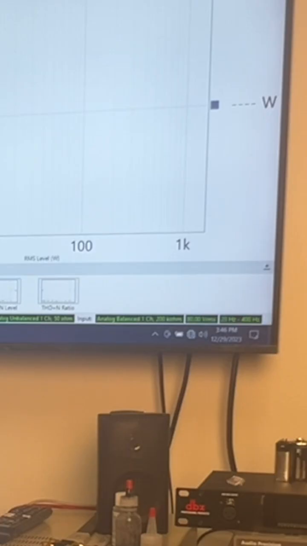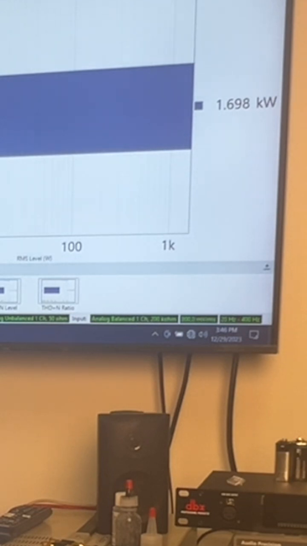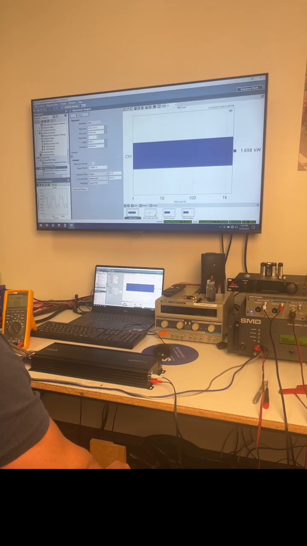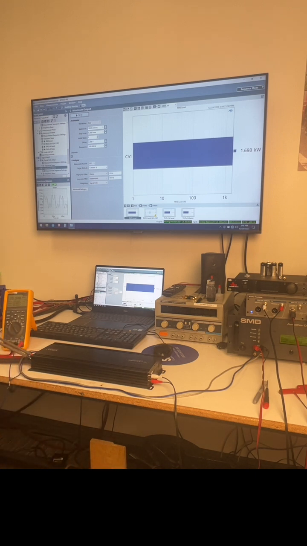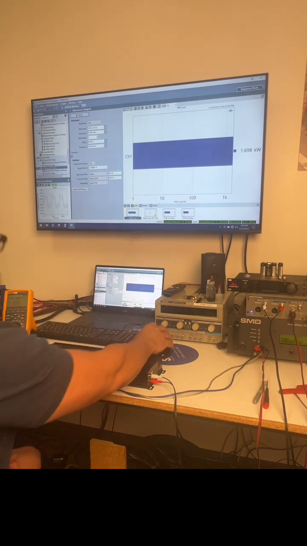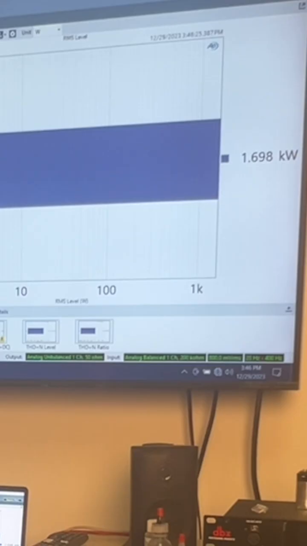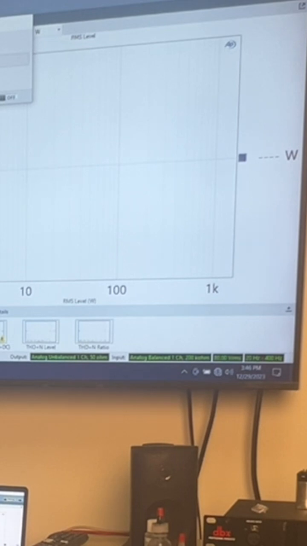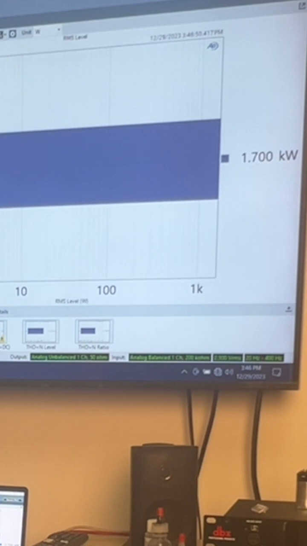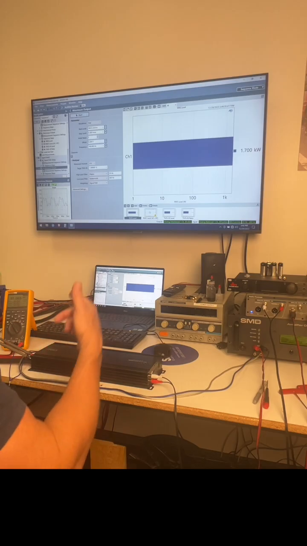What do we get? 1,698 watts at 14.333. So I'm just going to give a little bit more to get to 14.4. It's just going to give us a couple watts, I'm sure. We've got to see 1,700, right? We're at 1,698, we can't leave it like that. Here we go. To 1,700 on the dot.